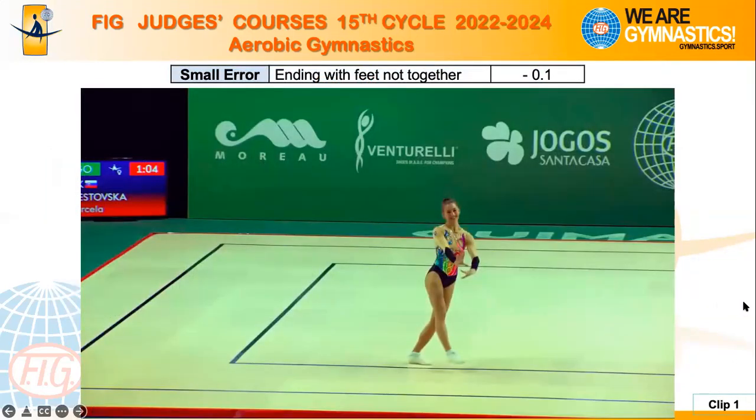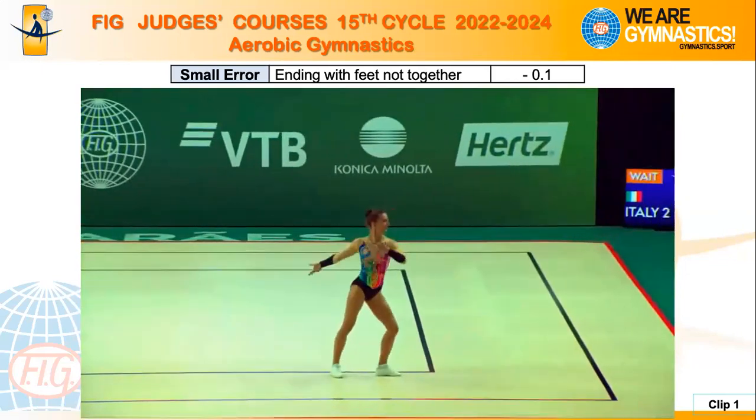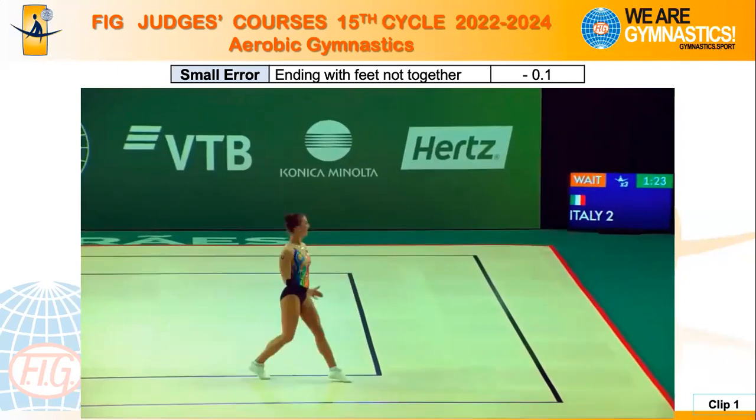So just to give you from now, we'll show you this type of screen, and with the reason, you can see what's going to happen, ending with feet not together. So watch her ending. Little bit apart, it's a minor little deviation from perfection. So this is a small error.